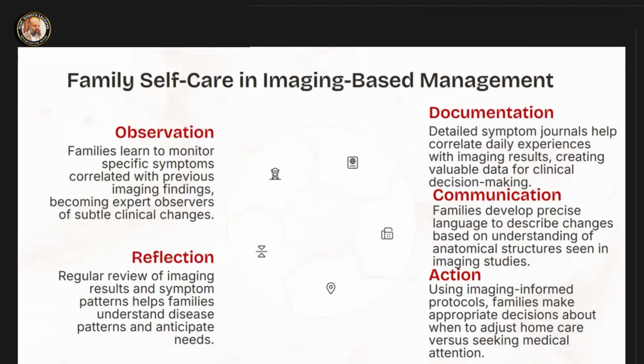Then is the communication. The families develop precise language to describe changes based on understanding of anatomical structures seen in the imaging studies. And action: using imaging informed protocols, families make appropriate decisions about when to adjust home care versus seeking medical attention. Reflection: the regular review of imaging results and symptom patterns helps families understand disease patterns and anticipate needs.